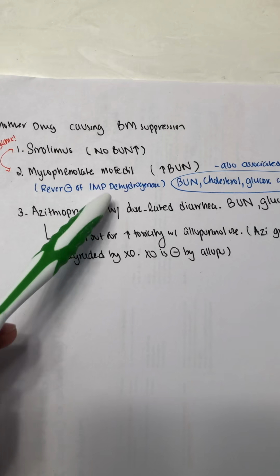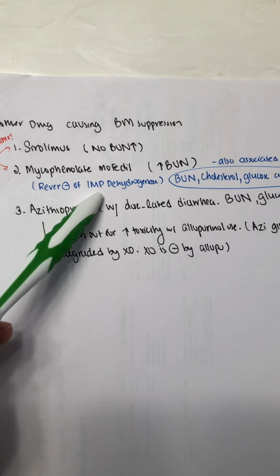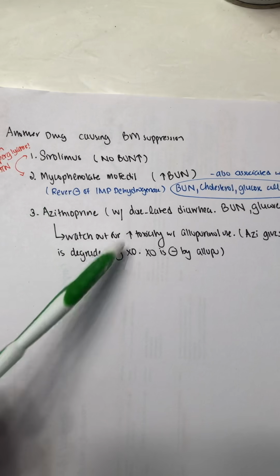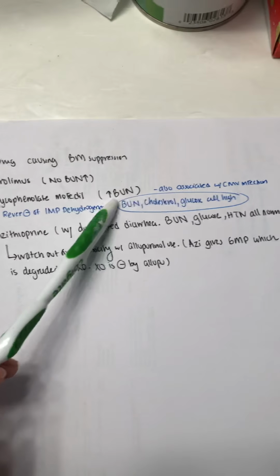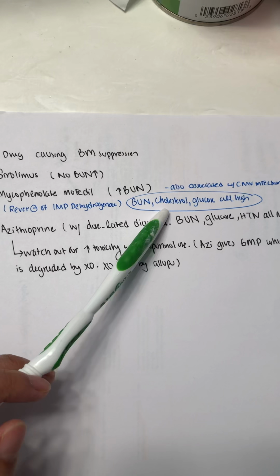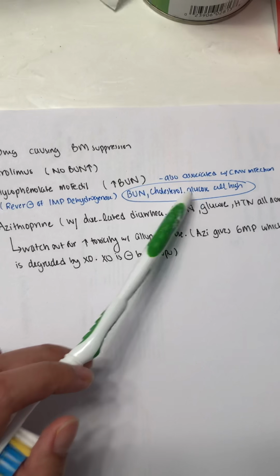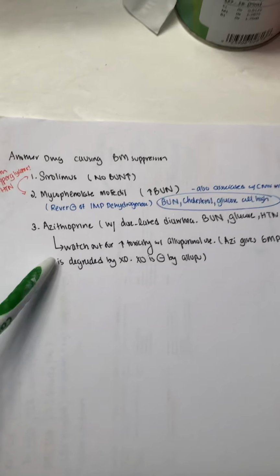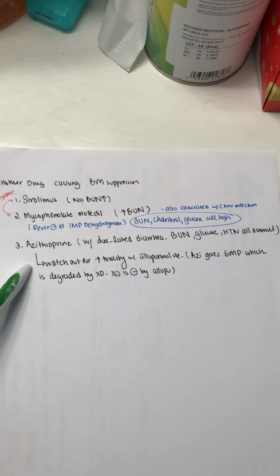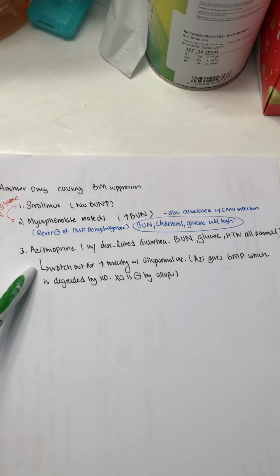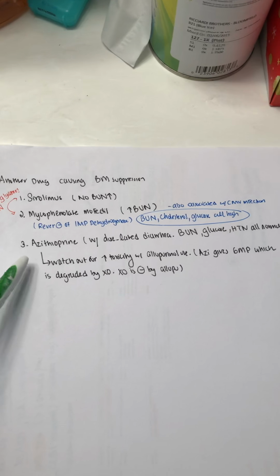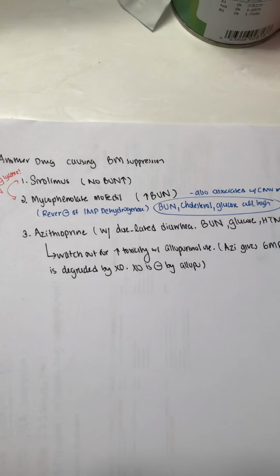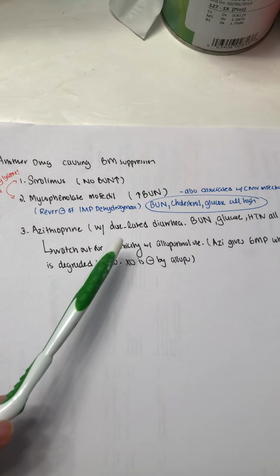So it decreases purine synthesis by inhibiting IMP dehydrogenase. This drug, if you ask me, is really bad because not only does it cause bone marrow suppression, it's not kidney safe, it increases cholesterol, it increases glucose, it increases BUN, and it's associated with CMV infection. Azathioprine, everything is exactly normal, like BUN, glucose, hypertension, all normal. The unique ones are bone marrow suppression and dose-related diarrhea.